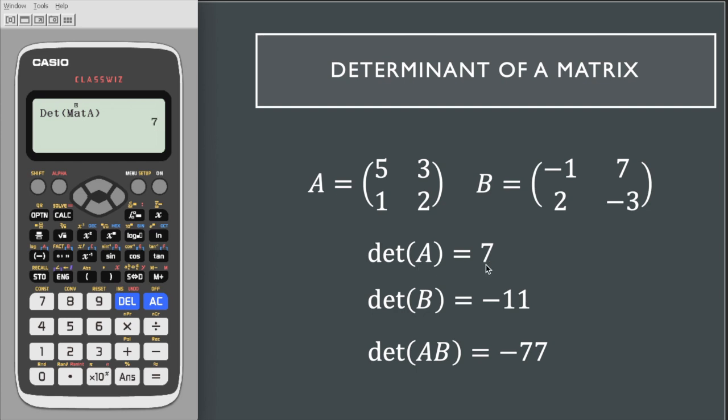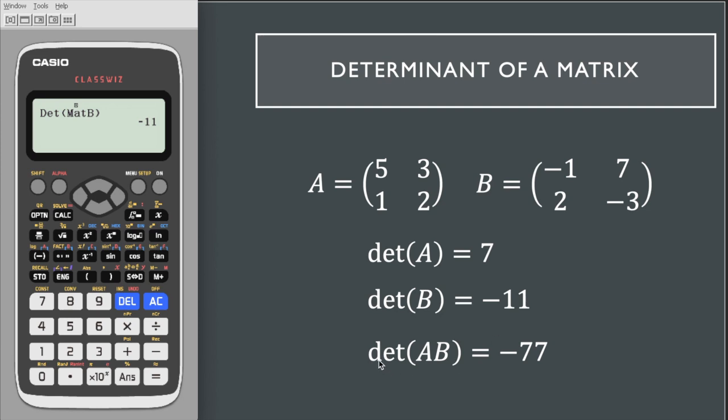So now we can do the same for matrix B by working out the determinant of matrix B. So if we press AC, press Option, scroll down, go to determinant, so press 2, now press Option again, and we want to select 4 for matrix B, close bracket, and if we select equals, we get -11, which is what we worked out here.